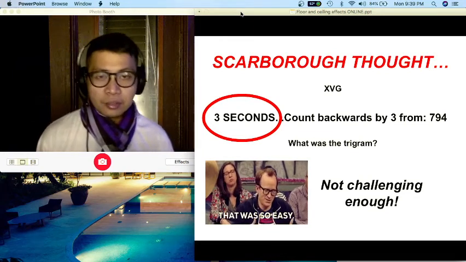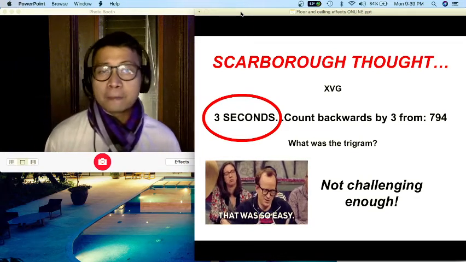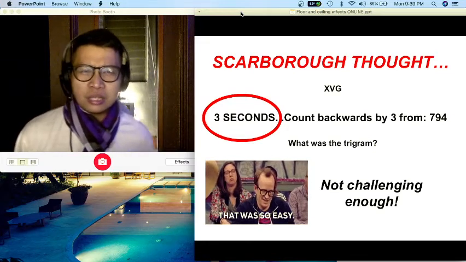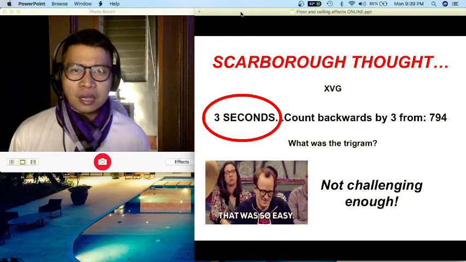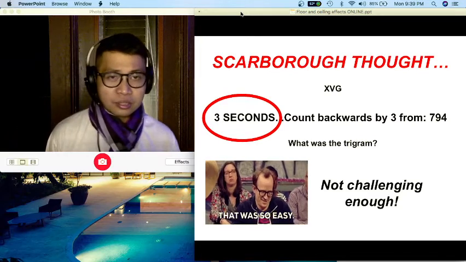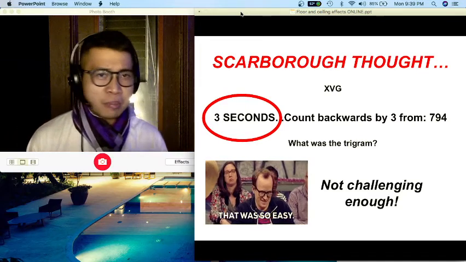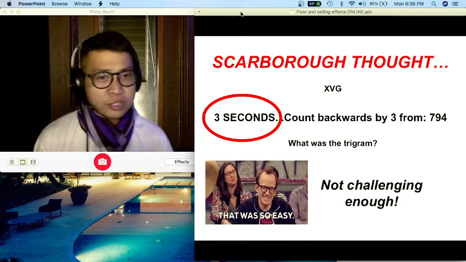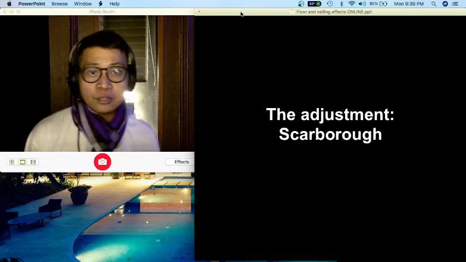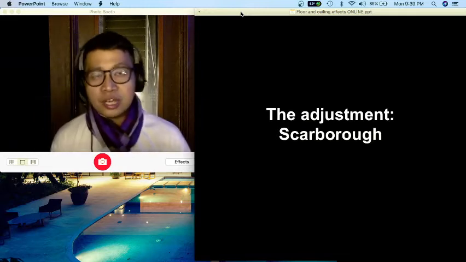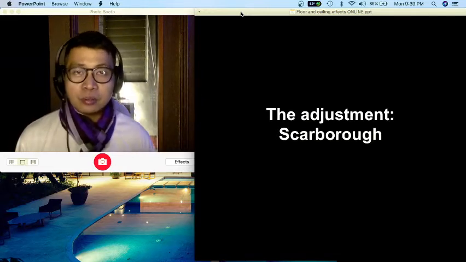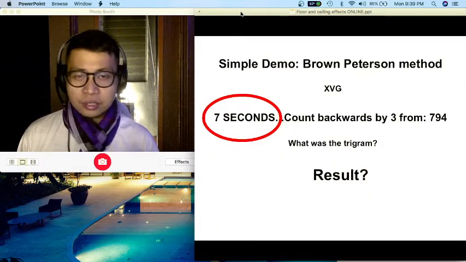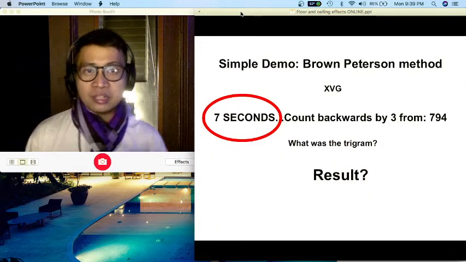Sa tingin niya, yung 3 seconds interval of the participants counting backwards by 3 was very easy. It's very fast na kahit lumipas na yung 3 seconds, maaalala pa rin ng mga participants yung trigram. In other words, the task was too easy, it's not challenging enough. So what Scarborough did was he adjusted the level of difficulty of the task. Pinahirap niya ng konti. From 3 seconds, ginawa naman niyang 7-second interval.